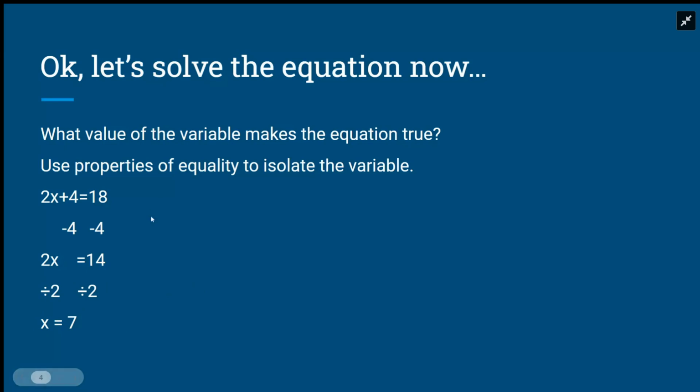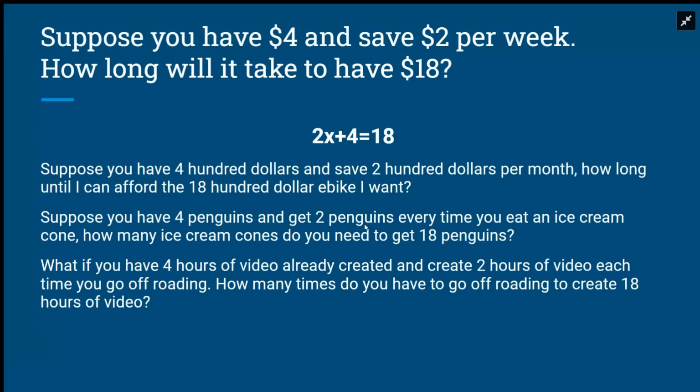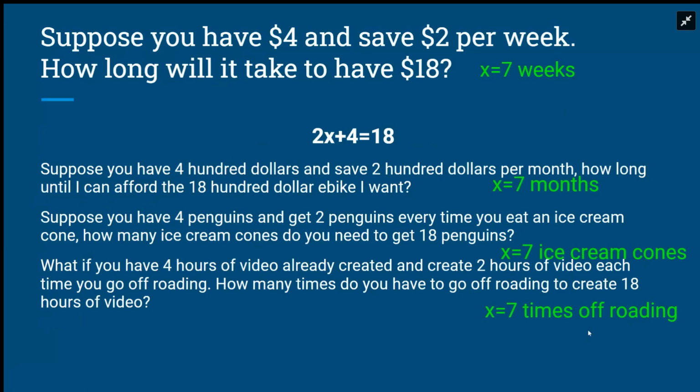And let's see how that works. If I took out the x and put in a 7 here, 2 times 7 is 14, plus 4 is 18. 7 is the only number that will make that equation true. So in our scenarios, that means it would take 7 weeks to get $18, 7 months to get my e-bike, 7 ice cream cones to have enough penguins, or 7 times off-roading to have 18 hours of video. All of these are based on this one equation.